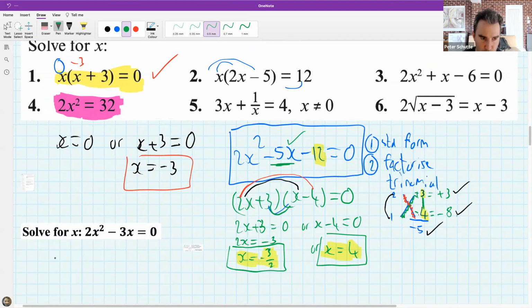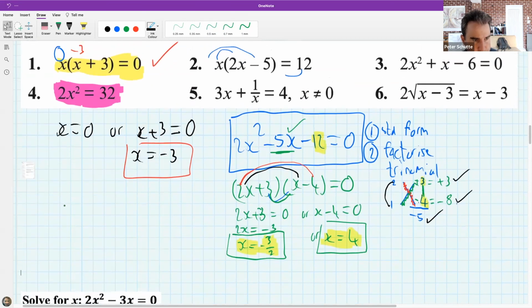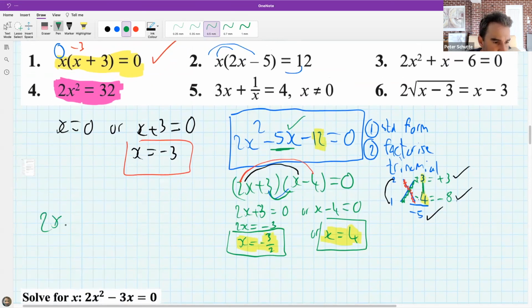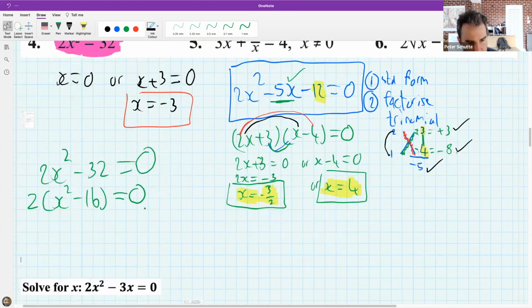Okay, let's try number 4. What I'm going to suggest is the following. I'm going to bring everything to one side, then take out a common factor of 2, and I get this. There's more than one way to do this equation as well. Some of you will square root, and that's also fine. What I thought of doing was dividing both sides by 2 at this point.